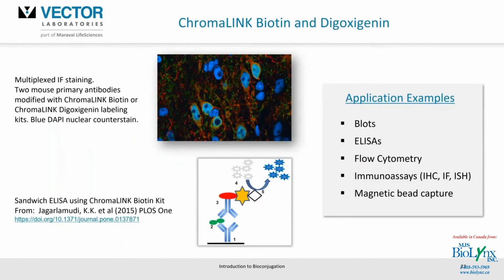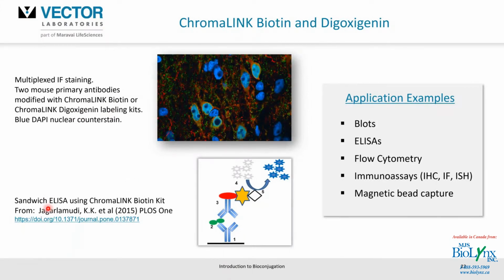You're thinking, okay, that's great, Craig. What sort of applications can I use these for? And I've just listed over here on the right-hand side some bullet points on how they can be applied. One of the more interesting applications here actually was multiplexed immunofluorescence staining, whereby two mouse primary antibodies, I should say, one was conjugated with the biotin, another one with the Digoxigenin kit, and then subsequently detected using other fluorophore conjugates.